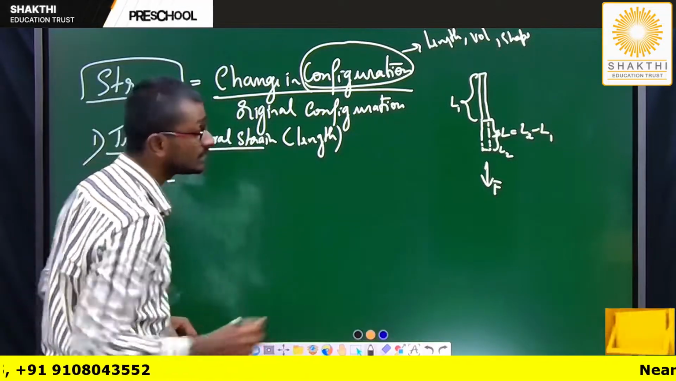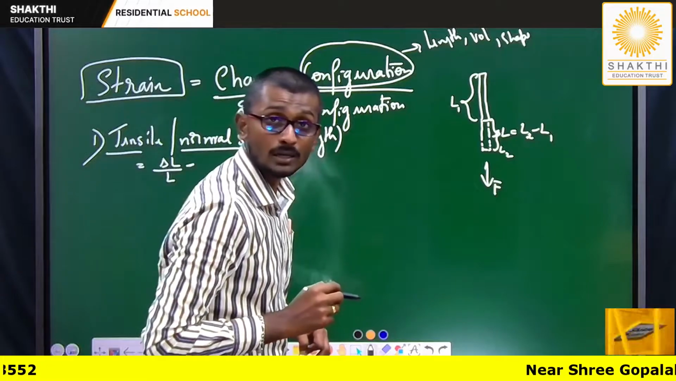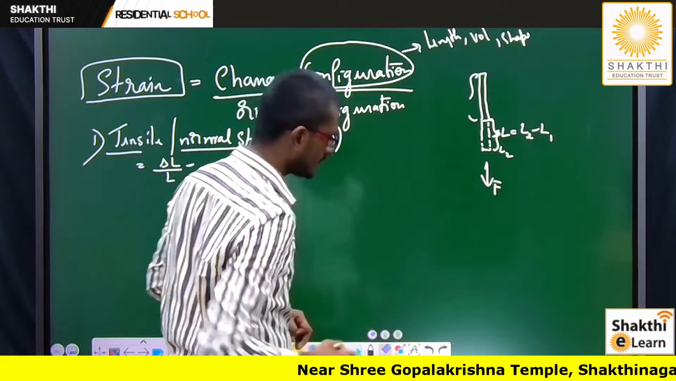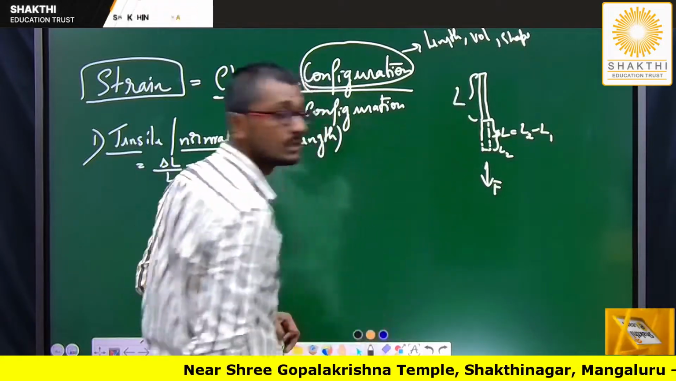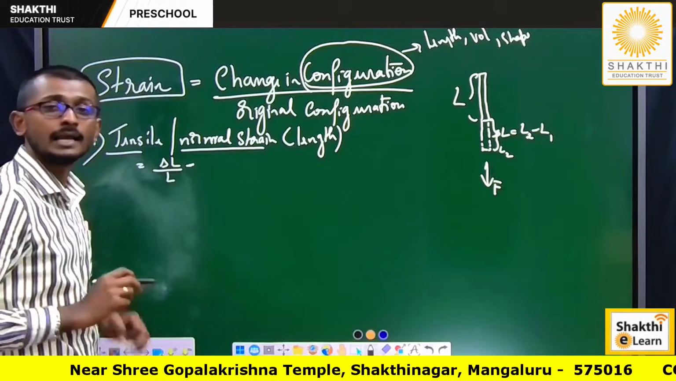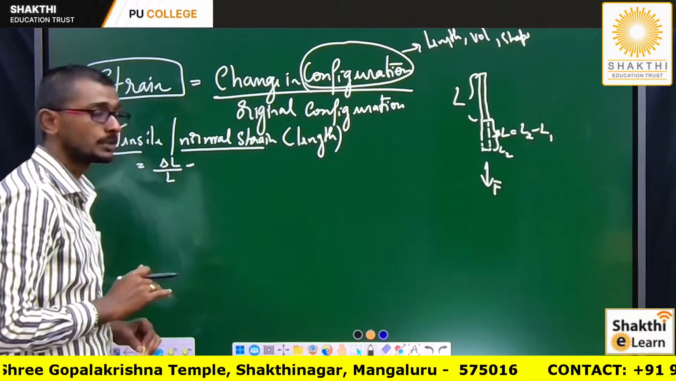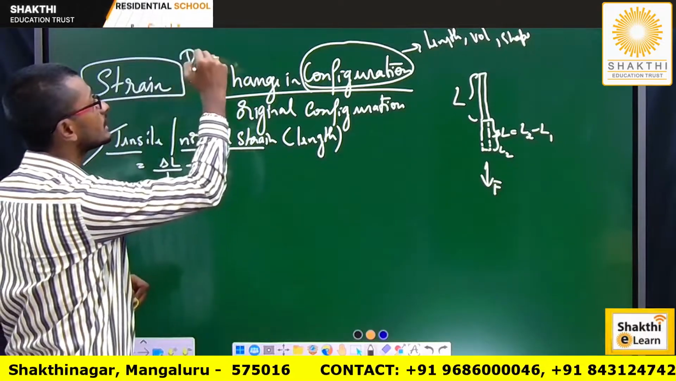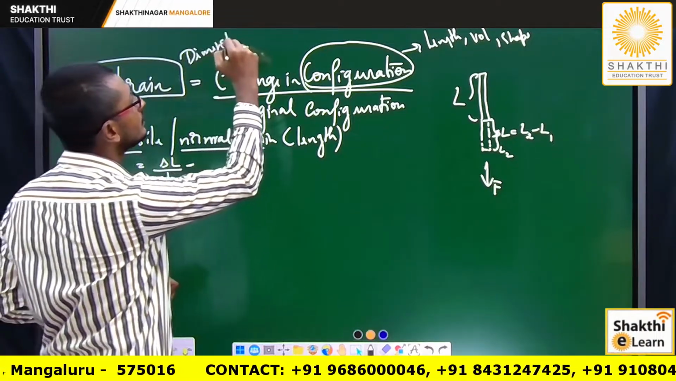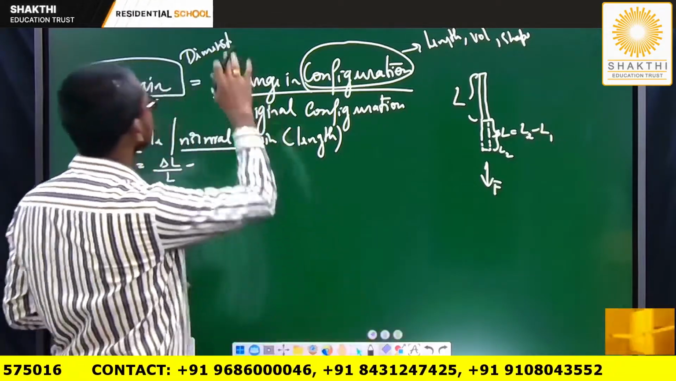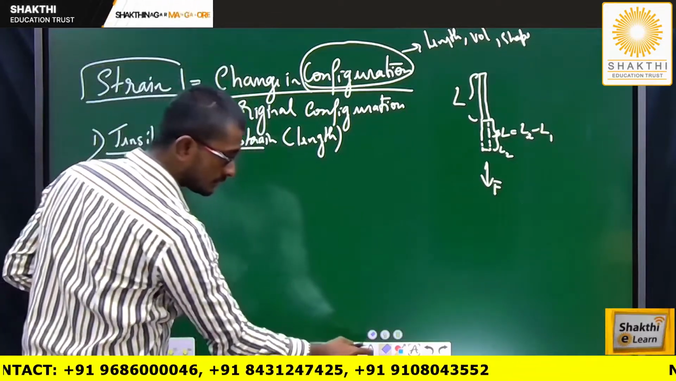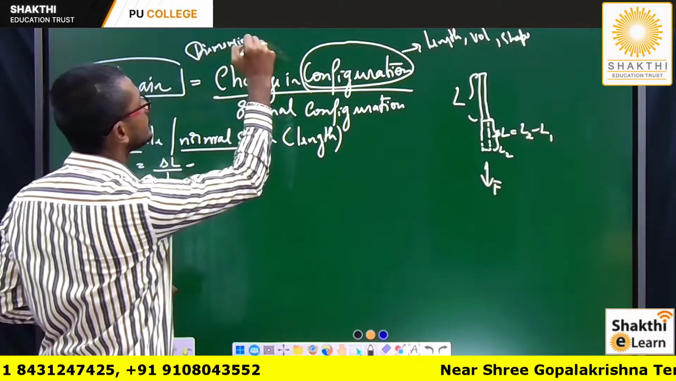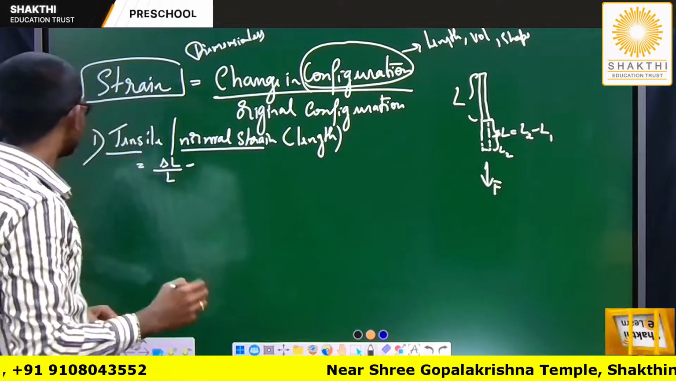What's the original length here? The original length is L1, correct? Or you can take it as L also. Clear now? Delta L by L is nothing but the tensile or normal strain. And remember one thing, strain is dimensionless. Understood?